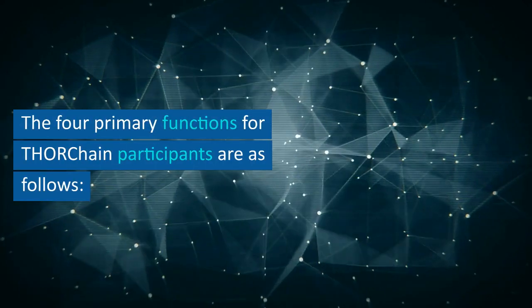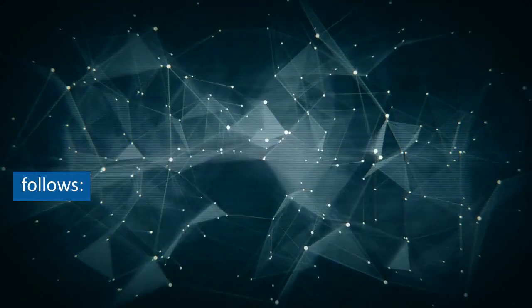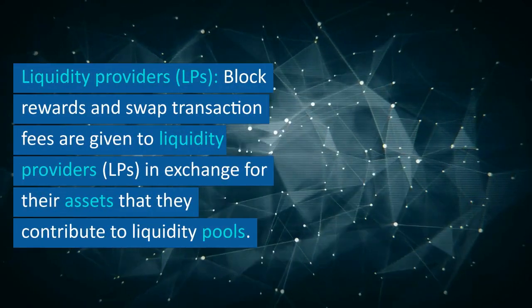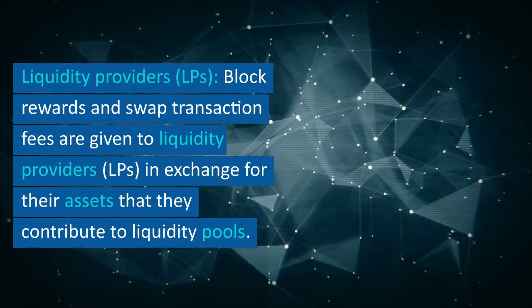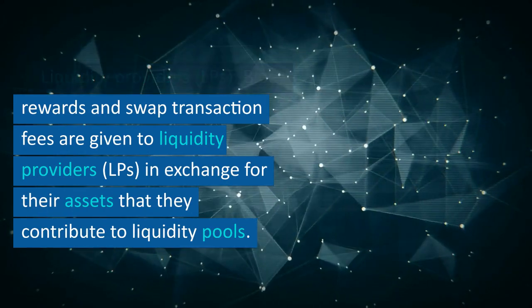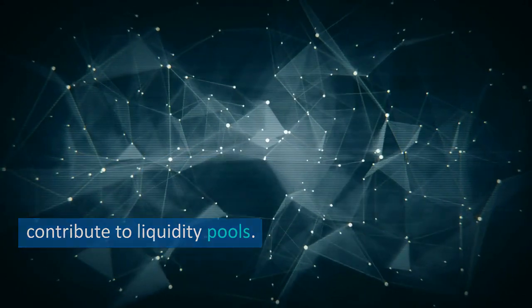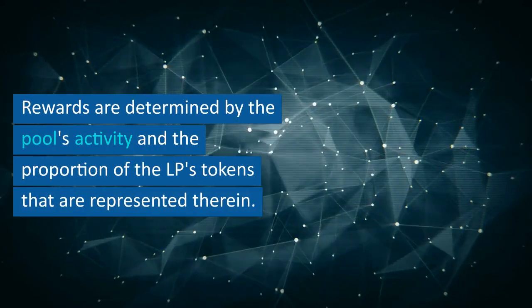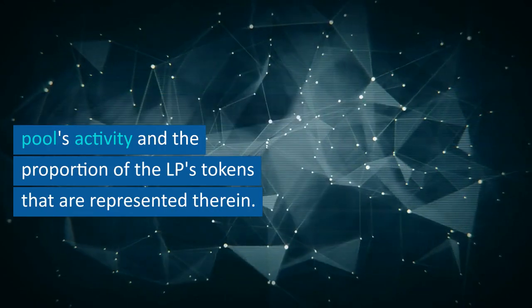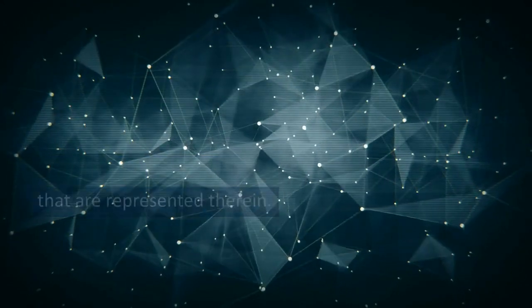The four primary functions for THORChain participants are as follows. Liquidity providers, LPs, are given block rewards and swap transaction fees in exchange for the assets that they contribute to liquidity pools. Rewards are determined by the pool's activity and the proportion of the LP's tokens that are represented therein.